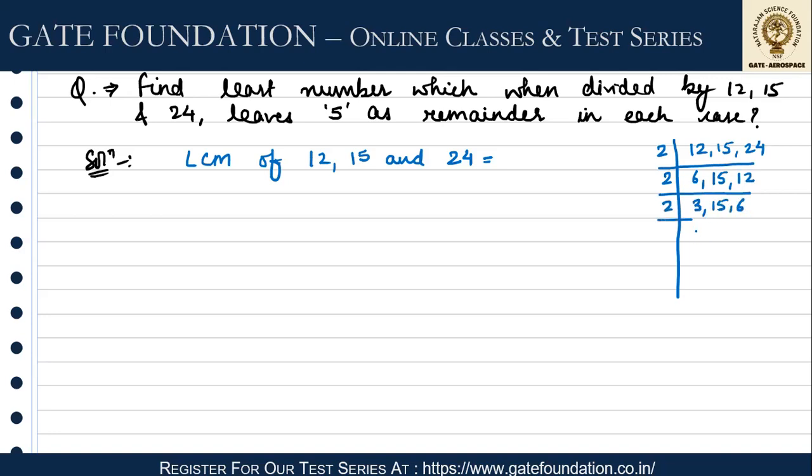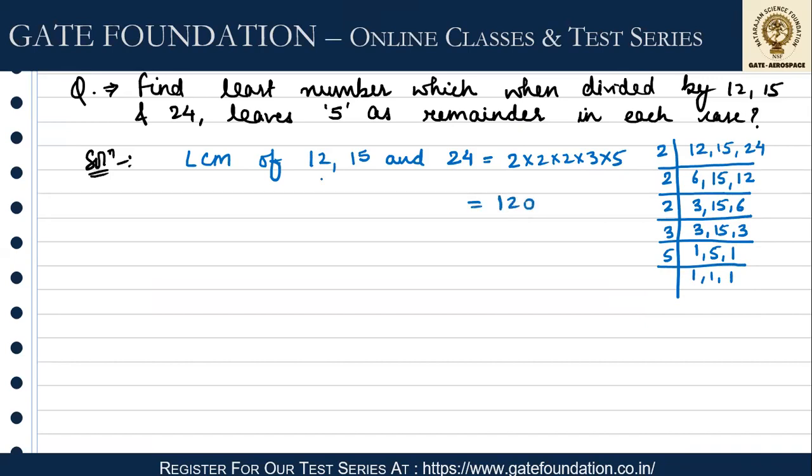I can also take 2 once again. So this will get 3, 15, 3. Now I'll take 3. I'll get 1. 15 is divisible by 3, so I'll get 5 over here and 1. And at the end, I will get 5. So I'll get 1, 1, 1 over here. Now all the factors that I got, I'll just multiply them to find the LCM. So it will become 2 into 2 into 2 into 3 into 5. So 2 to the 4, 8, 3 to the 24, 5 is 120. So the LCM will be 120.